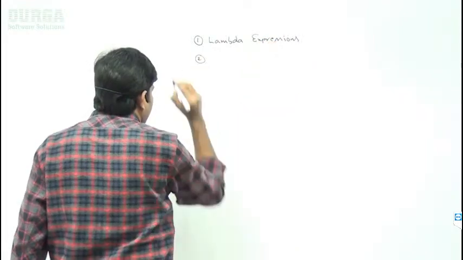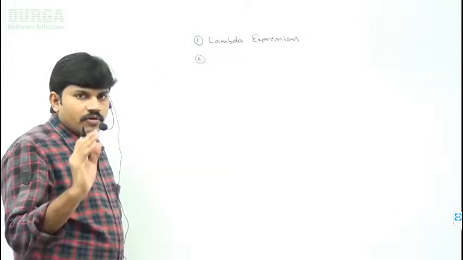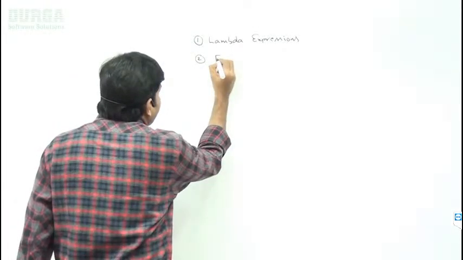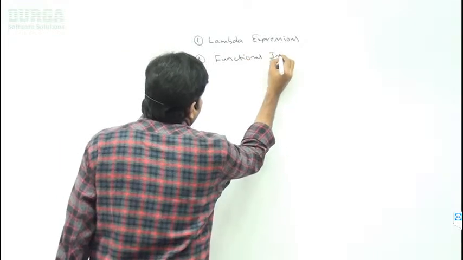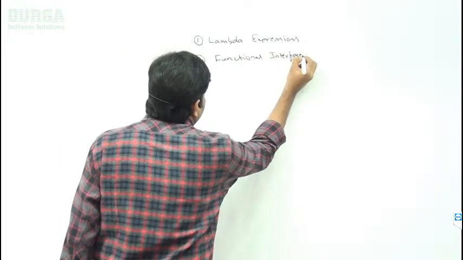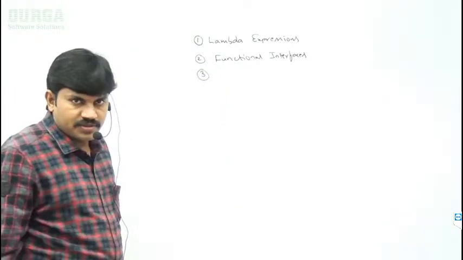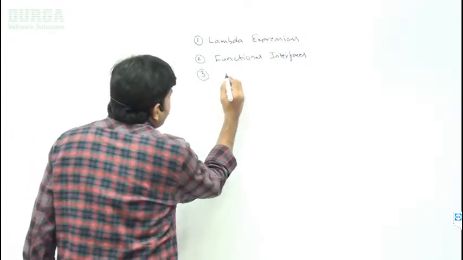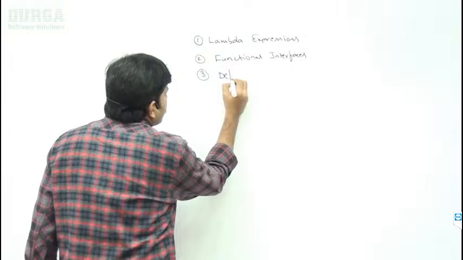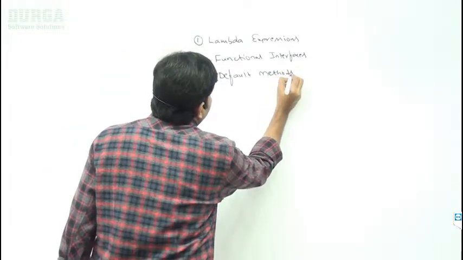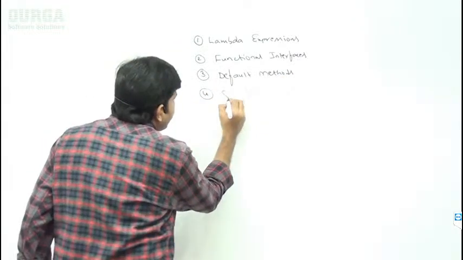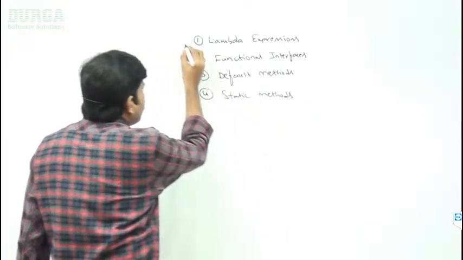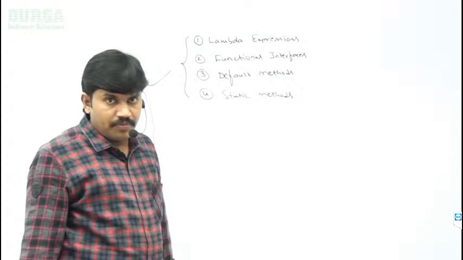Next, after completing that, once I write the lambda expression, to call that lambda expression we went for functional interfaces. We discussed the functional interfaces concept. After functional interfaces, we covered default methods, and we discussed default methods inside interfaces and then static methods inside interfaces. These are the things I explained in the last videos. I hope you remember, right?